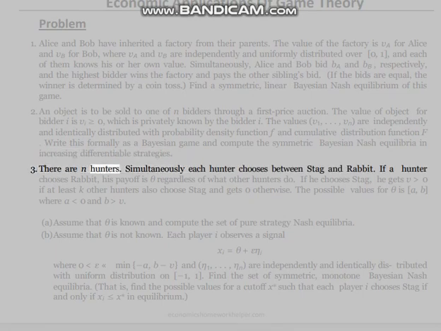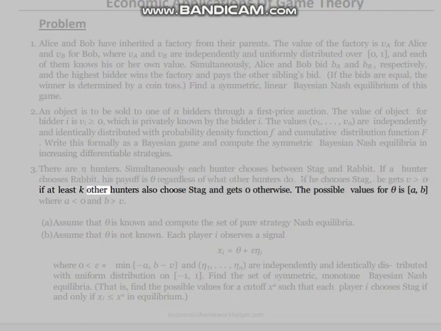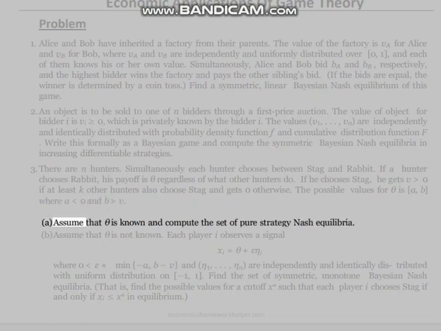3. There are n hunters. Simultaneously, each hunter chooses between stag and rabbit. If a hunter chooses rabbit, his payoff is theta regardless of what other hunters do. If he chooses stag, he gets V greater than 0 if at least k other hunters also choose stag, and gets 0 otherwise. The possible values for theta are A and B, where A is less than 0 and B is greater than V. A. Assume that theta is known and compute the set of pure strategy Nash equilibria.